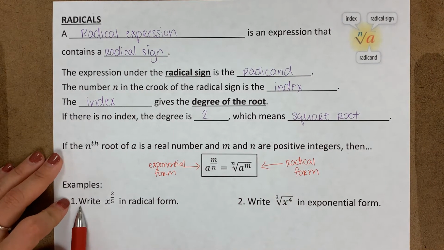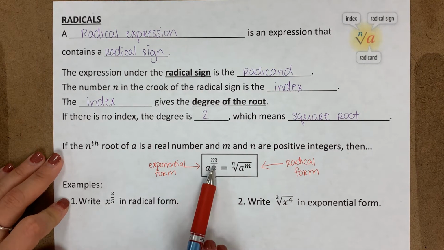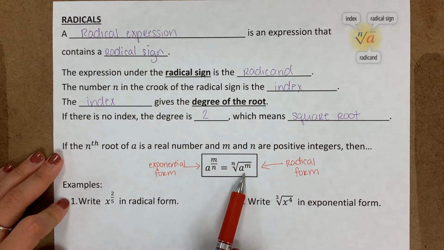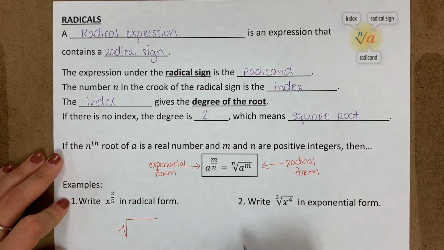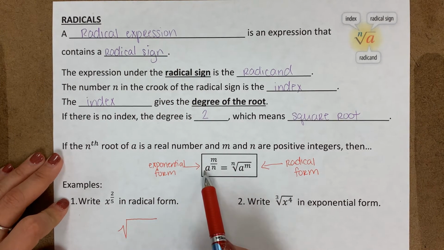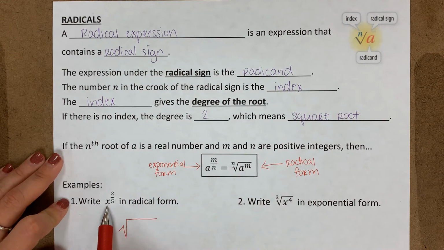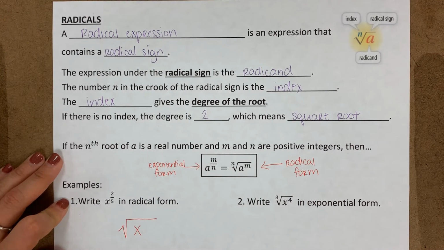So for example, it says write x to the power of 2 divided by 5 in radical form. Right now it's in exponential form. We have to take it to this form, which means we have a radical symbol, okay? From here, notice the base stays the same. We didn't change the base. The a and the a are the base. So here our base is x, so inside our radicand is our x.